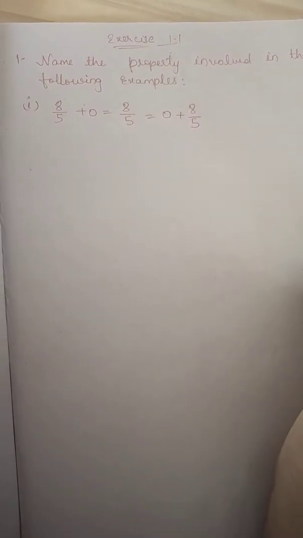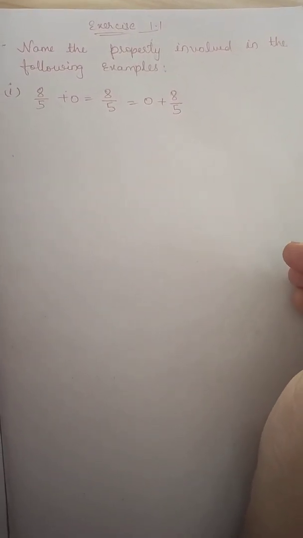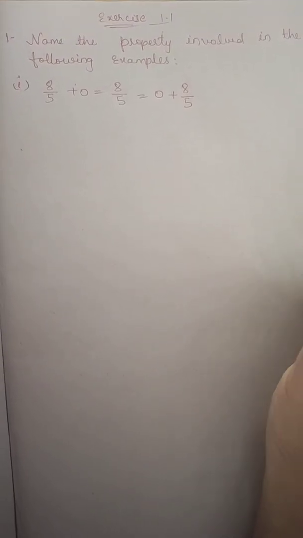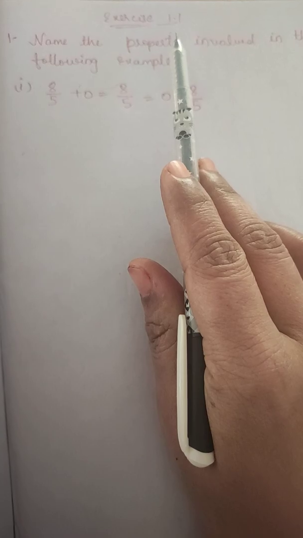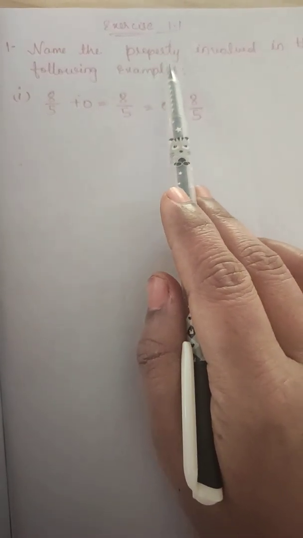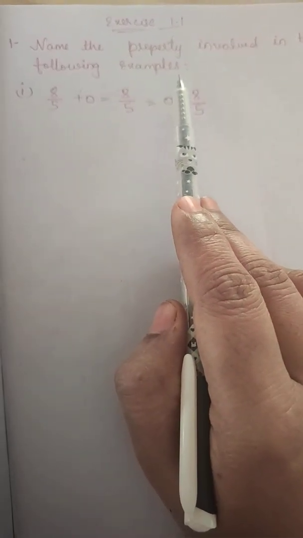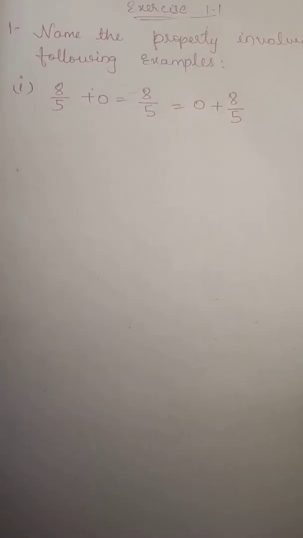Hello students, in previous classes we have discussed the rational numbers and properties of rational numbers, and now we will do exercise 1.1. Okay children, first bit, name the property involved in the following examples. Here we are having some examples and we should say which property is involved in those examples.